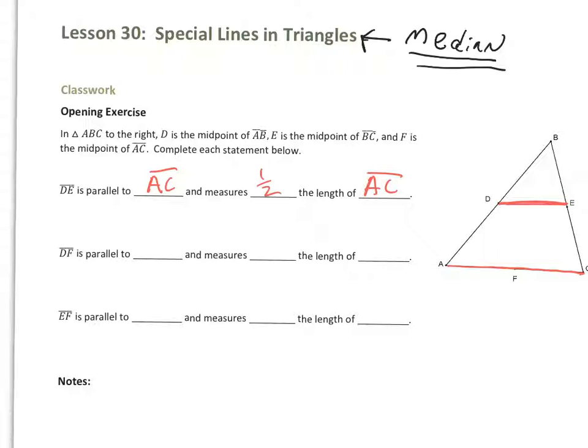Okay, and then we had DF, which is another mid segment. All these triangles have 3 mid segments. That one is parallel to BC, and it measures half the length of BC. The third mid segment was EF, and it is parallel to AB and measures half the length of AB.